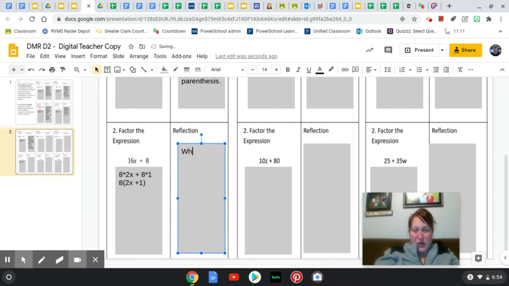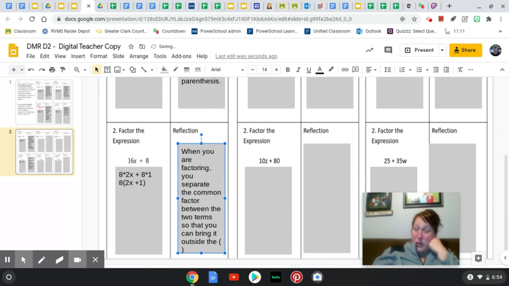So reflection, when you are factoring, you separate the common factor between the two terms so that you can bring it outside the parentheses. Okay, I hope that makes sense.